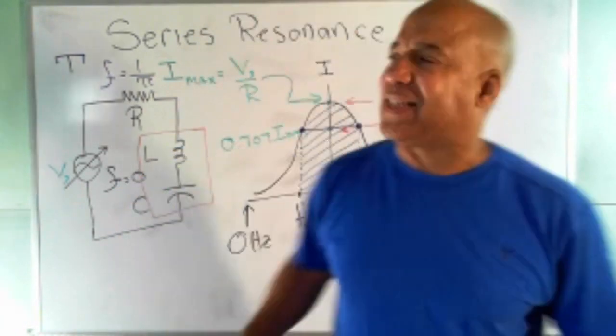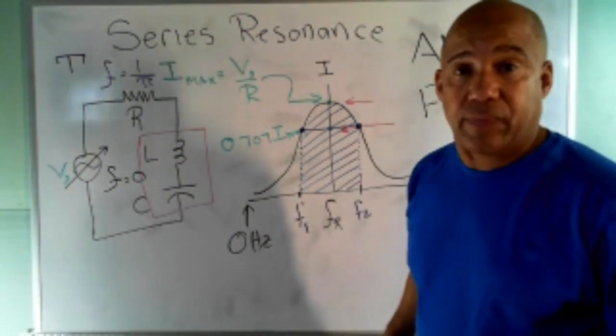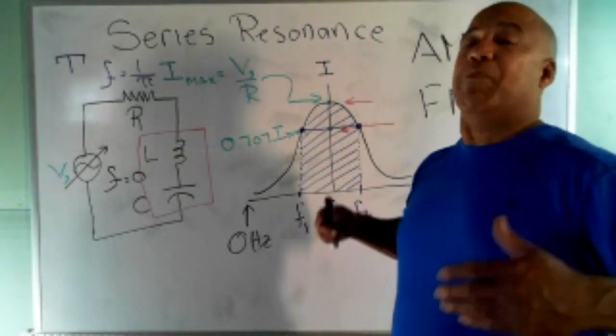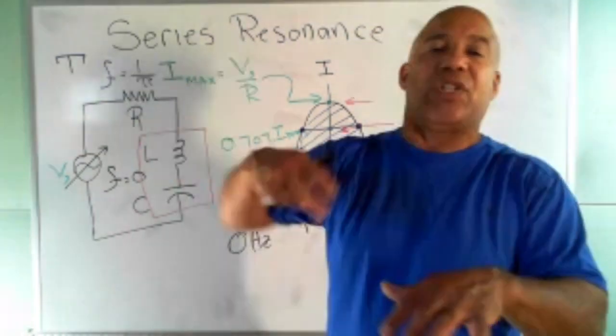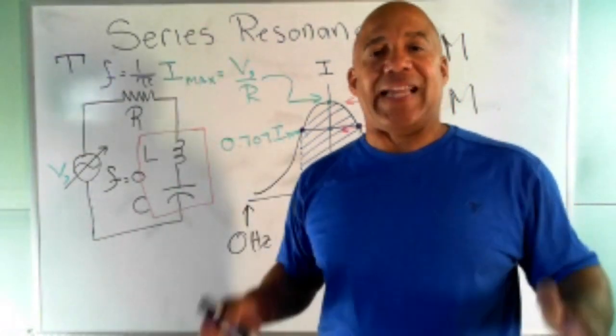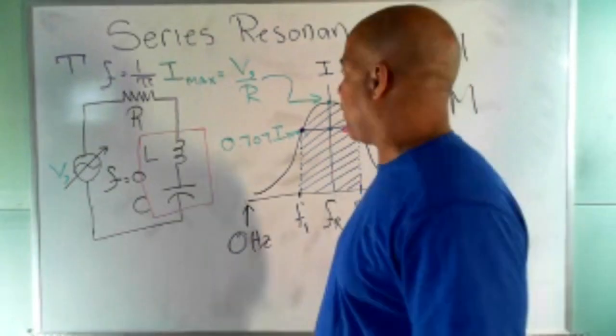The A stands for amplitude and the F stands for frequency. The M stands for modulate. And when you modulate a signal, that means you vary it in such a way that you're putting information on the signal. Let me show you an example of what I'm saying.